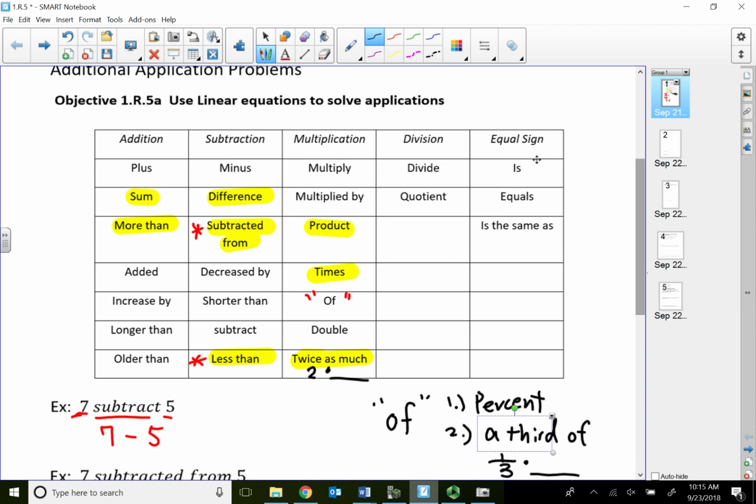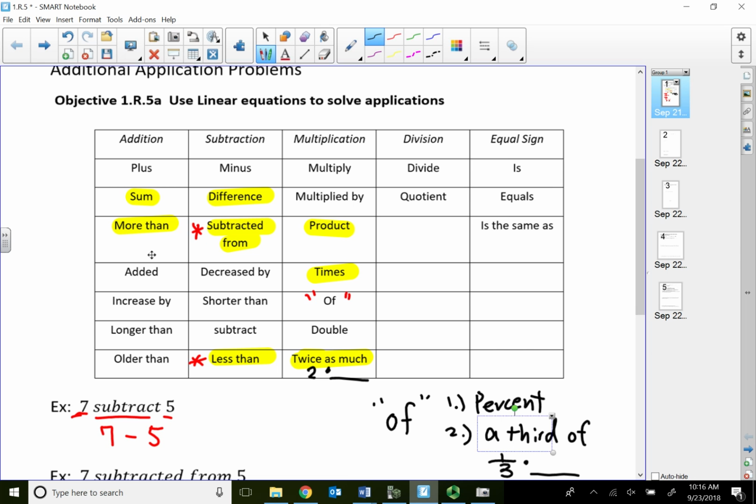We don't translate much for division, other than normally the words divide and quotient mean division. From time to time, we will need to translate for equal signs. The word is means equal sign. The words equal to or is the same as will also translate into an equal sign. The way we translate an equal sign, other than these words, really goes by the context of the word problem.